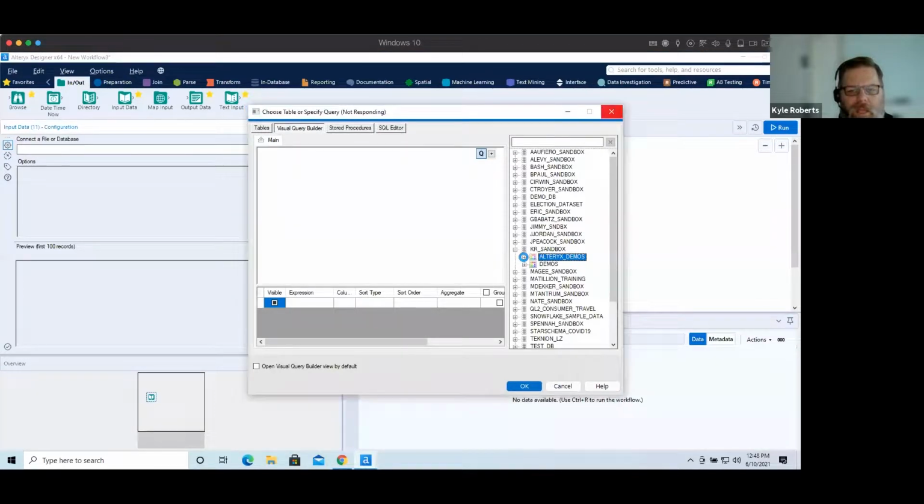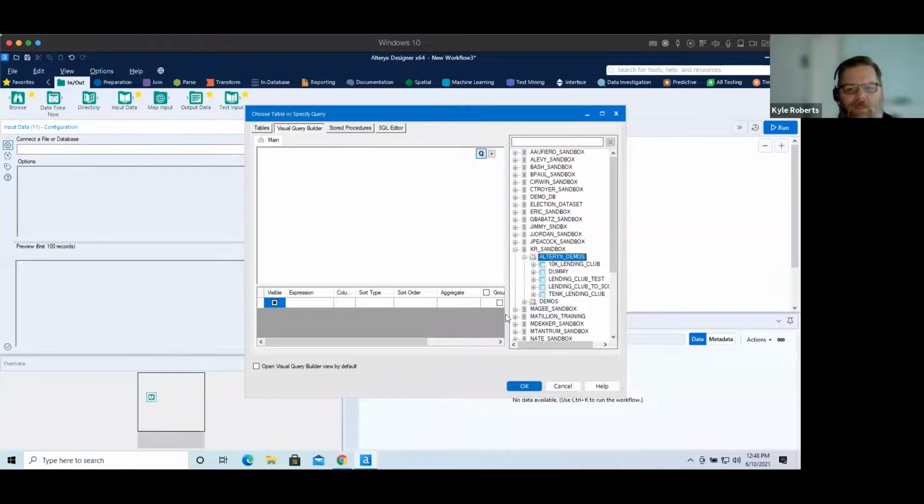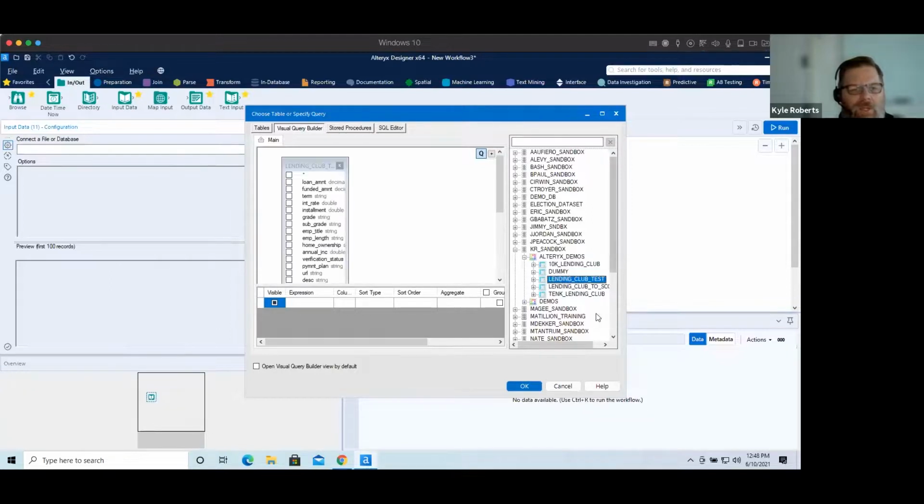And so again, I'm going to click that plus. It's not responding. That's fine. There we go. Okay, and so now I've got all these data sets inside of here. I'm going to pull in this one that's called Lending Club Test. All I need to do is double click on it in order to do that.